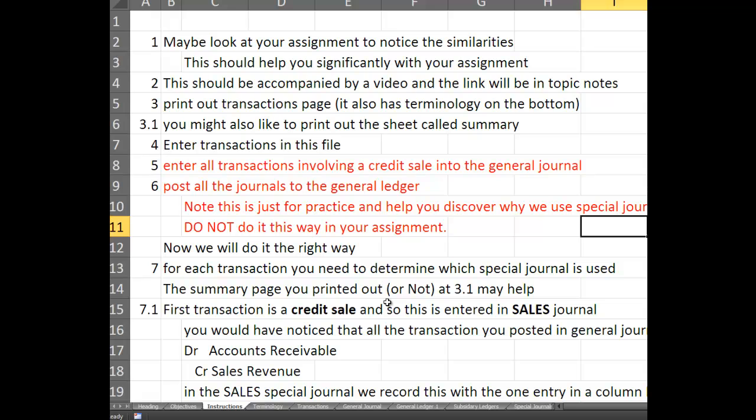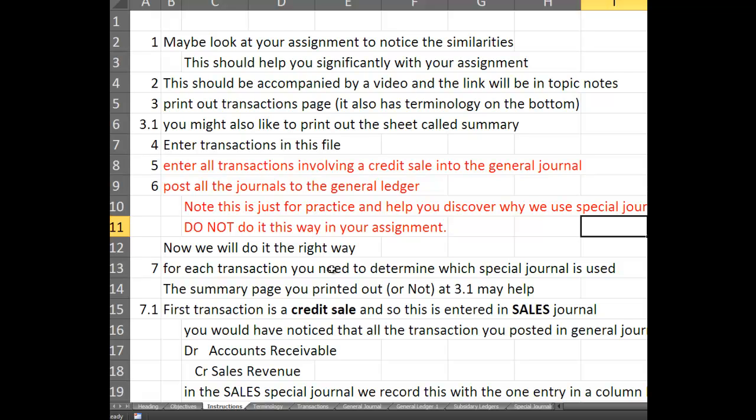So what do we do? We enter all the transactions involving a credit sale into the general journal. I'm just going to pick on credit sales, not do every single transaction, and also post the journals to the general ledger. And I've got that note: this is just for practice and to help you discover why we use special journals. Do not do it this way in your assignment. Then we're going to do it the right way.